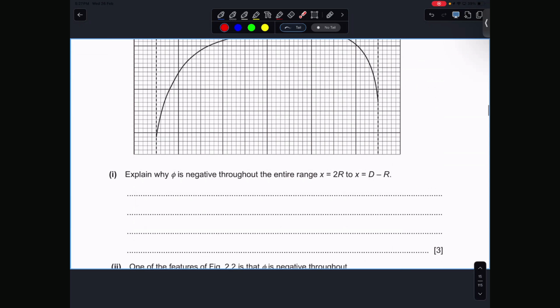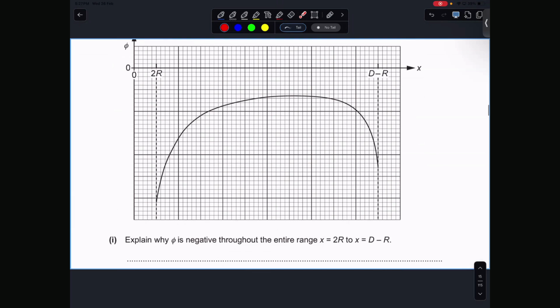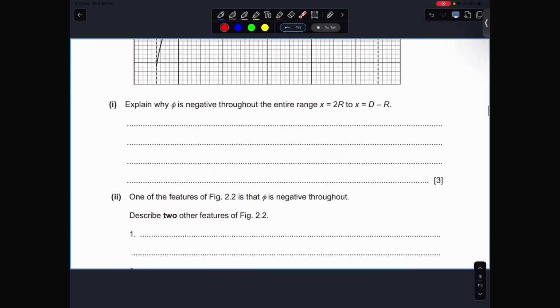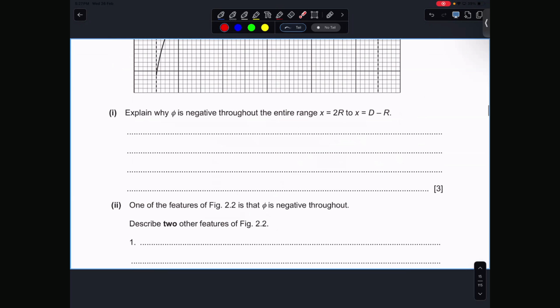So why is it negative throughout? How do you answer this? It is actually the same answer as the earlier one: gravitational potential takes a negative value. Because throughout this process, the force acting on the mass is attractive, towards the center, and we are considering the furthest point to be infinity. So the same answer applies.